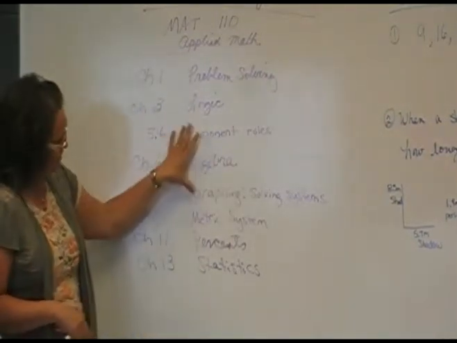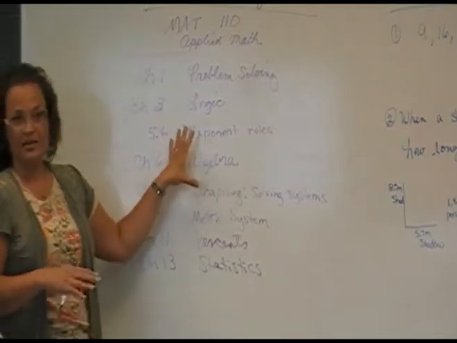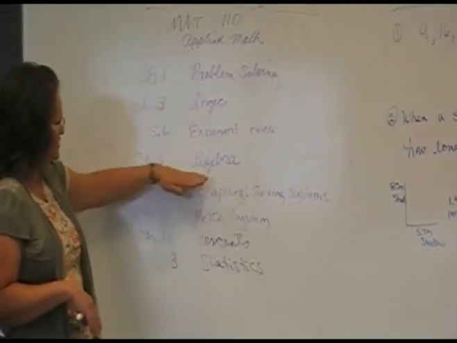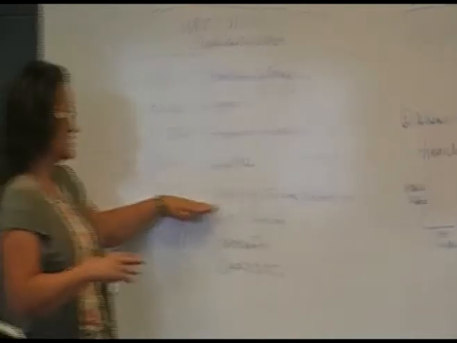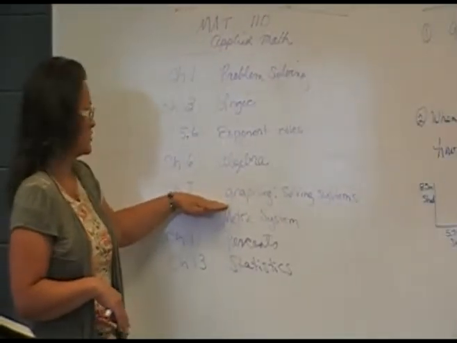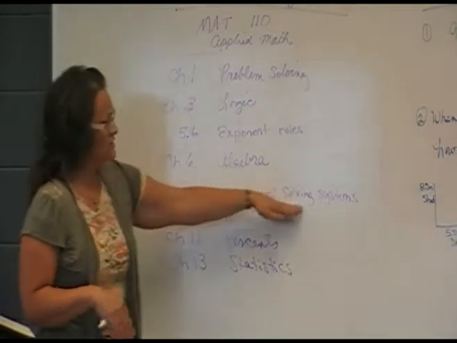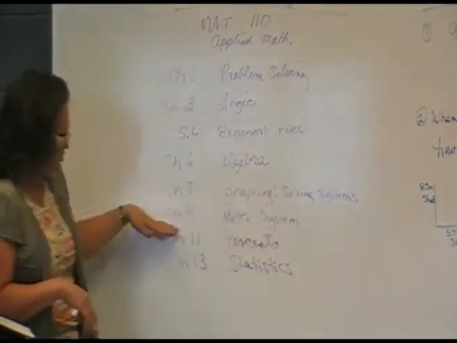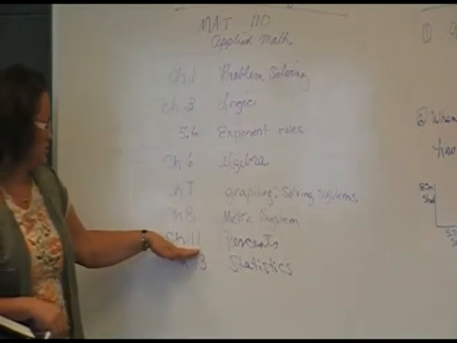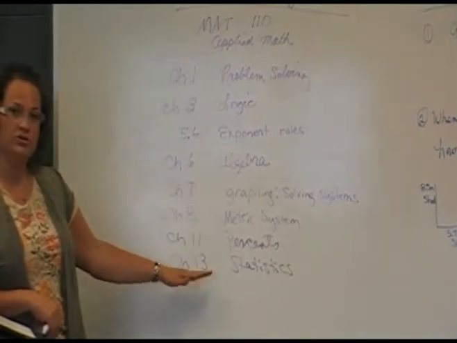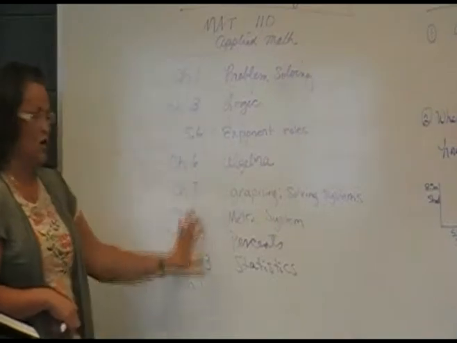And this chunk right here kind of is the algebraic section. So exponent rules. Then chapter 6 is algebra. Chapter 7 might be considered what you would see in an algebra class as well. It was graphing and solving systems. Then we move to the metric system in chapter 8. We work on percents in chapter 11. And then the last chapter we do is statistics. So I'm going to try to overview those.